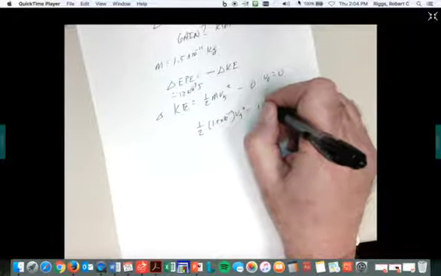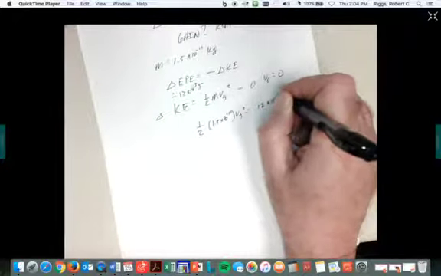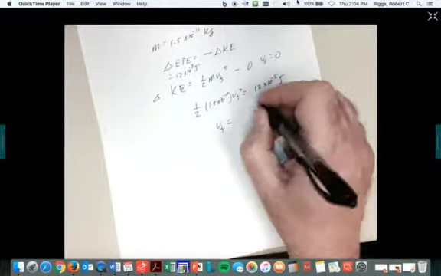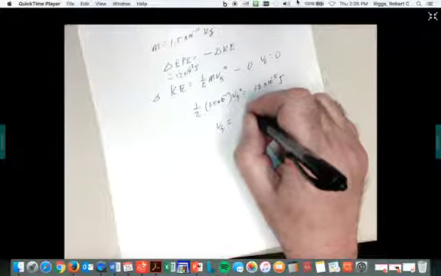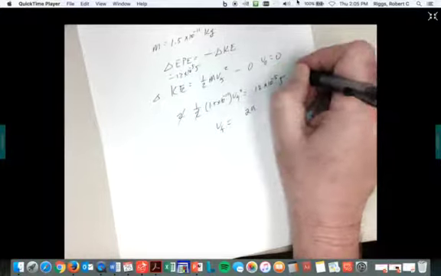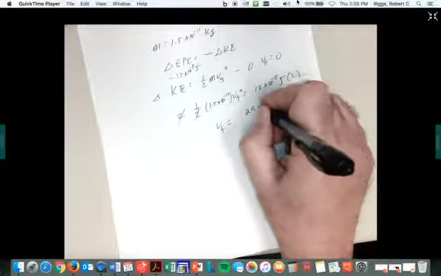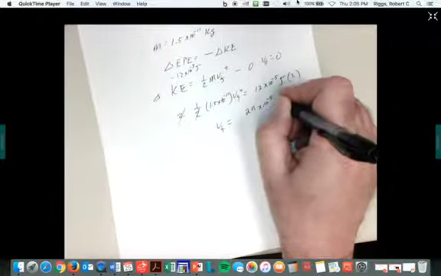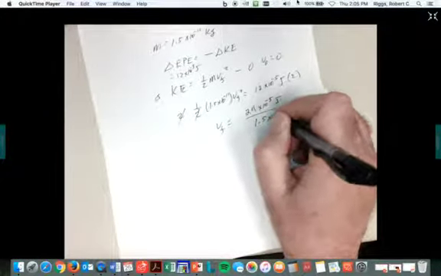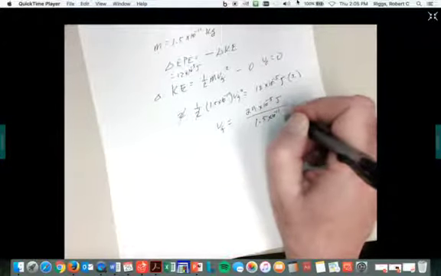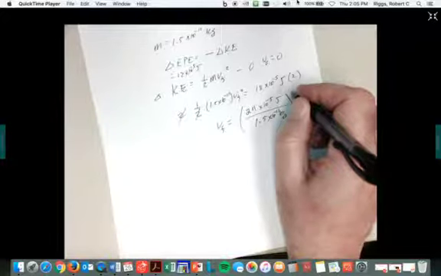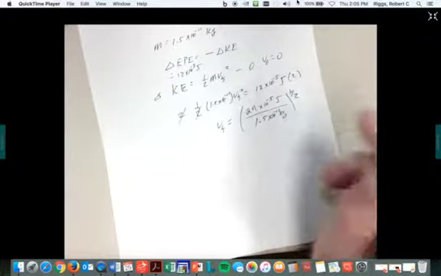12 times 10 to the negative 5 joules. And so v final is equal to, multiply both sides by 2, 24 times 10 to the negative 5 joules, divided by 1.5 times 10 to the negative 11 kilograms. And we take the square root of that. Now, this is where I might get in trouble.